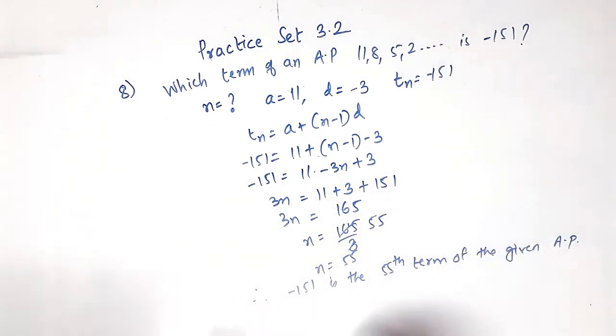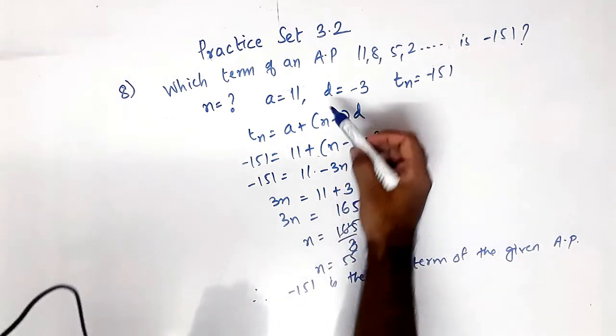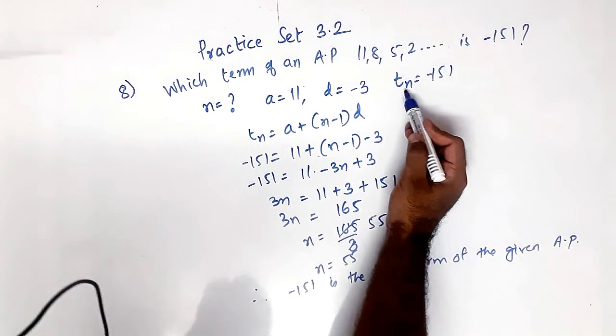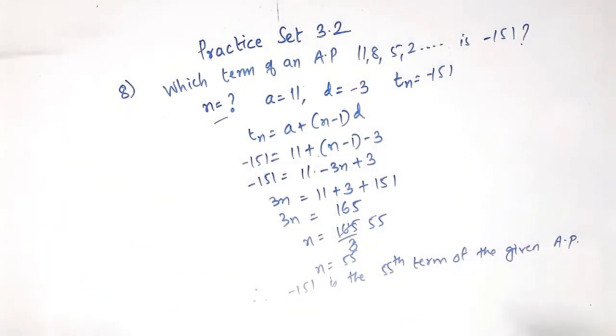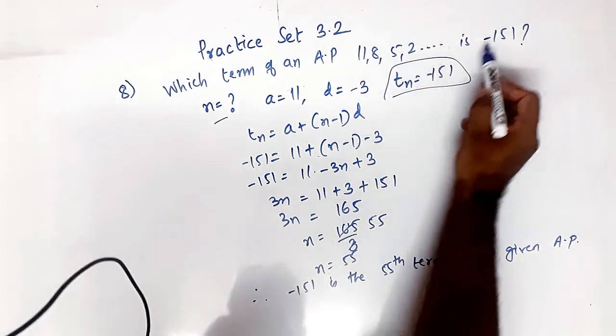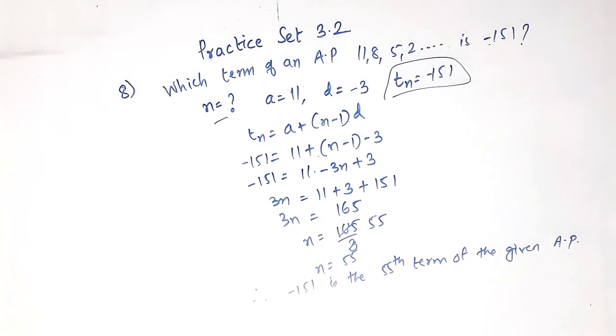Okay, so this is how we have to jumble. Sometimes d will not be given, sometimes Tn will not be given, sometimes n will not be given. Which term have they asked? So they have asked n. Here Tn is given. This is how you have to proceed.